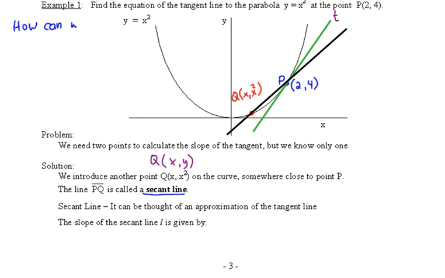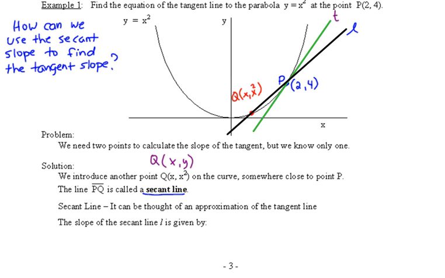How can we use the secant slope and the secant line? Did we label it L yet? Let's label it L, line L. I've already used L in my notes later on, so we've got to stick with L for line. Okay, how can we use the secant slope to find the tangent slope? That's our first question.